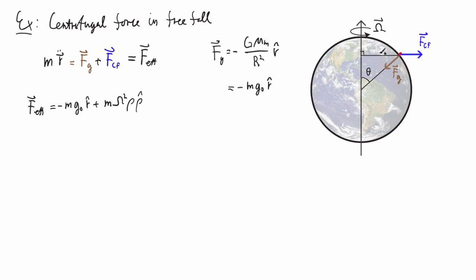Now we can see here that this distance here is rho, but rho will just be the radius of the Earth times sine of theta. So theta is the co-latitude of the Earth. It goes from 0 degrees at the North Pole to 90 degrees at the equator. So it's 90 degrees minus the normal latitude. So rho is R sine theta. So we can write then F effective in this manner.